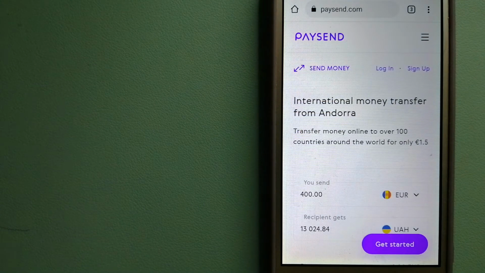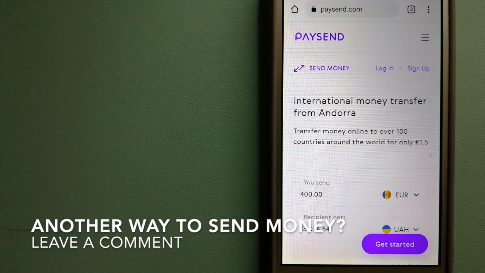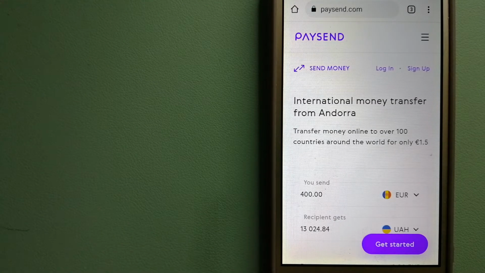The third option is Paysend. This is a next generation money transfer platform allowing users to send funds directly to any Visa, MasterCard, or UnionPay in 100 plus countries. You can also send to bank accounts and digital wallets in certain countries. It's a fast, easy, and secure way to send money to your loved ones at a fixed low price.